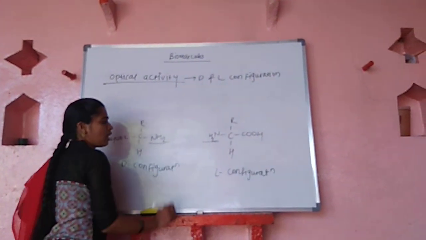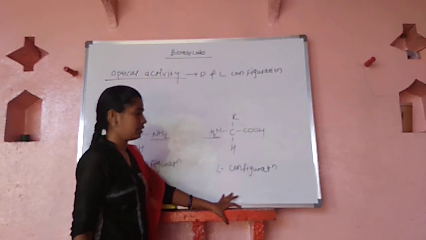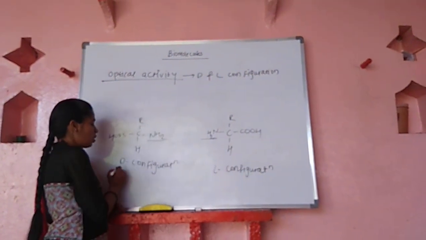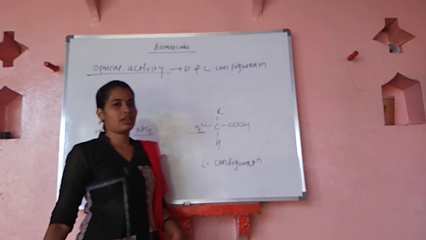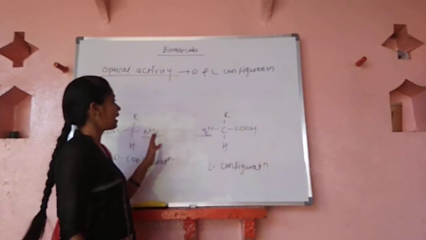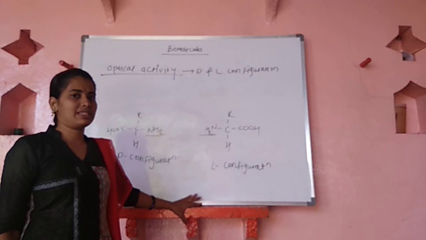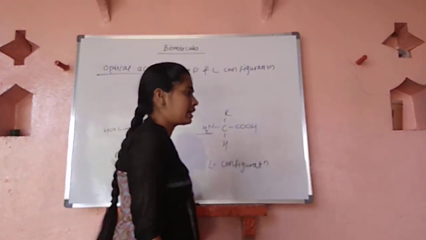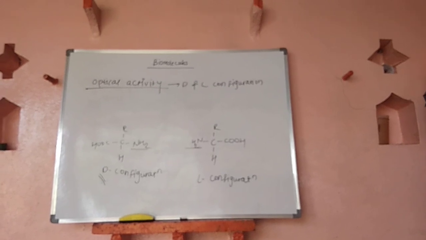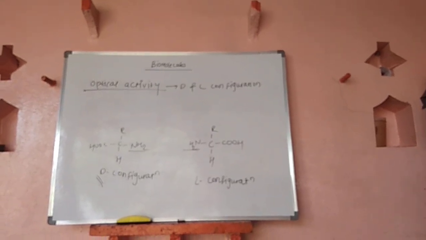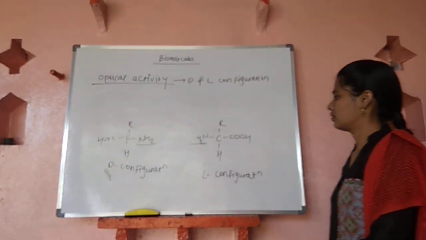Most of the amino acids show L configuration. They are not able to show D configuration. Most of the amino acids show only L configuration. So this is all about optical activity of the amino acid. After completing optical activity, I am going to tell you about amino acid linkage.